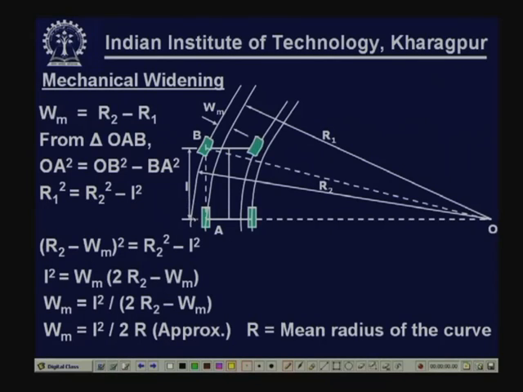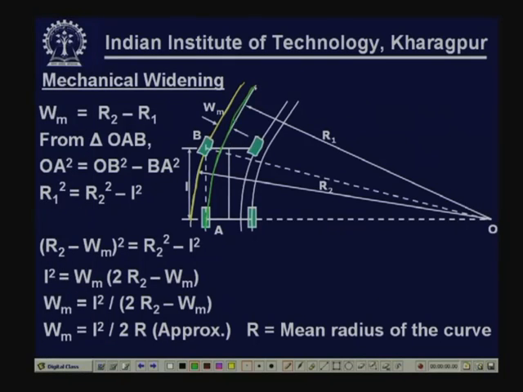This is the line which is the path traced by the outer front wheels. I am showing it by the yellow line. Similarly, let us take that the path traced by the outer rear wheels, that is shown by this green line.